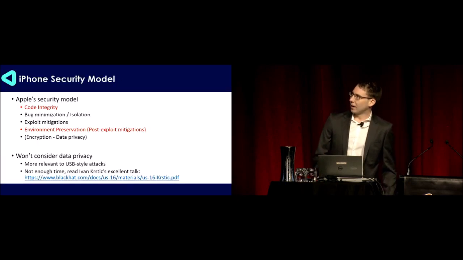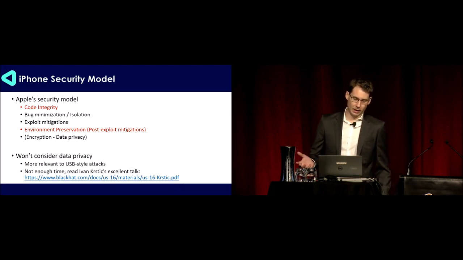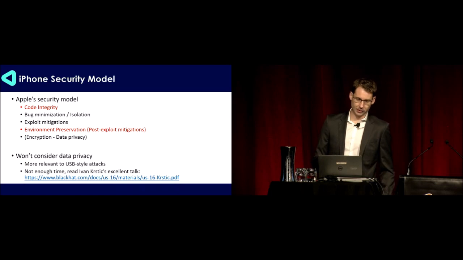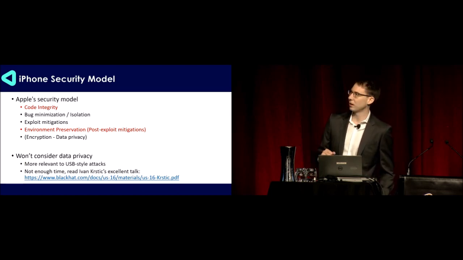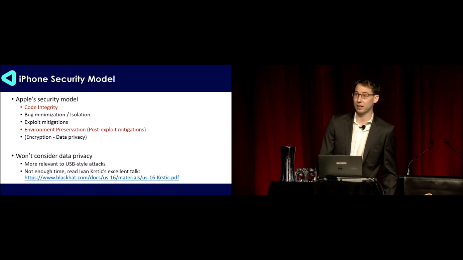So we start off with the Apple security model. I've identified the elements that I consider core to Apple's security model, which are code integrity, isolation, exploit mitigations, and something that I've called environment preservation. Strong encryption and data privacy is also a large part of iPhone security, but it's not really relevant to remote jailbreaks. It's more relevant to the USB-style attacks, so I'm not going to cover that here, but anyone that's interested should go and read Ivan Krstić's talk, which is really excellent and covers it in great depth.